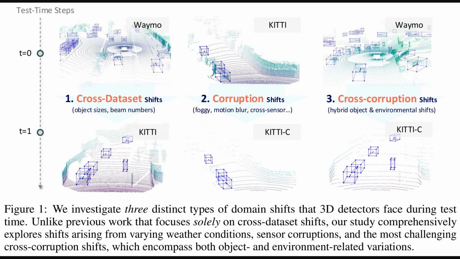Alright, so this figure visually lays out the problem the researchers are tackling. It illustrates 3 main types of domain shifts that can degrade performance. First, we see cross-dataset shifts. For instance, when an AI trained on data like Waymo encounters different object characteristics or sensor setups in KITTI. Second, there are corruption shifts, such as foggy conditions or motion blur affecting the LiDAR data. And third, the particularly challenging cross-corruption shifts, where both these types of changes occur simultaneously. This comprehensive look at shifts, especially cross-corruption, is key to what Model Synergy addresses.